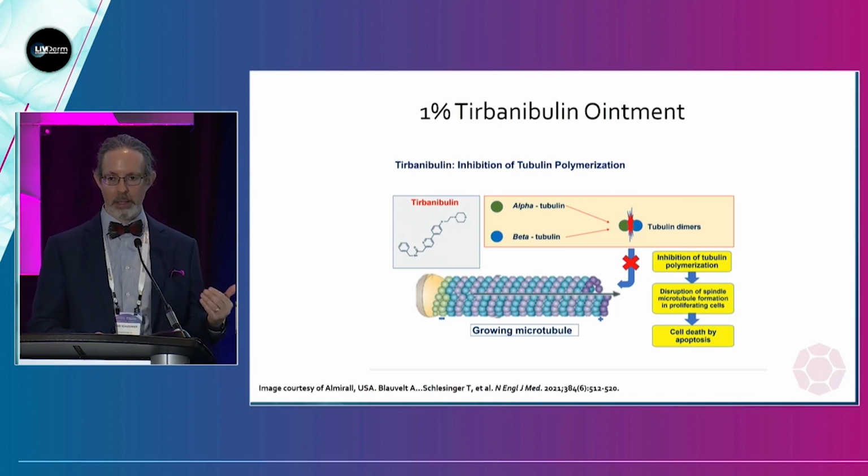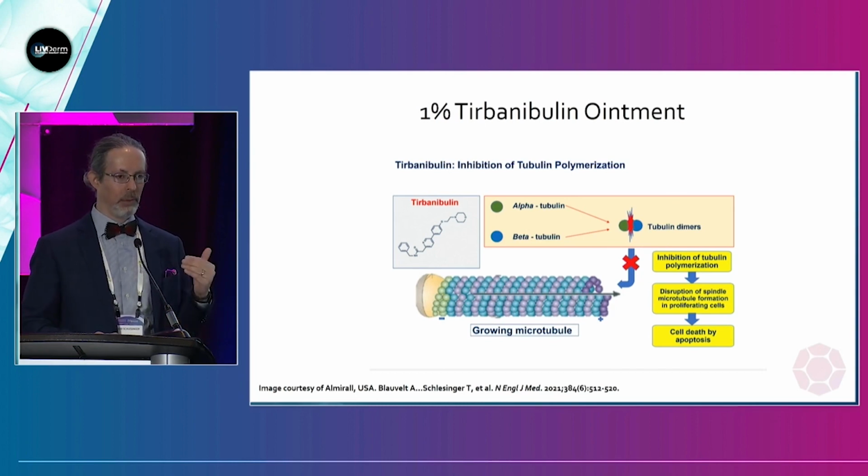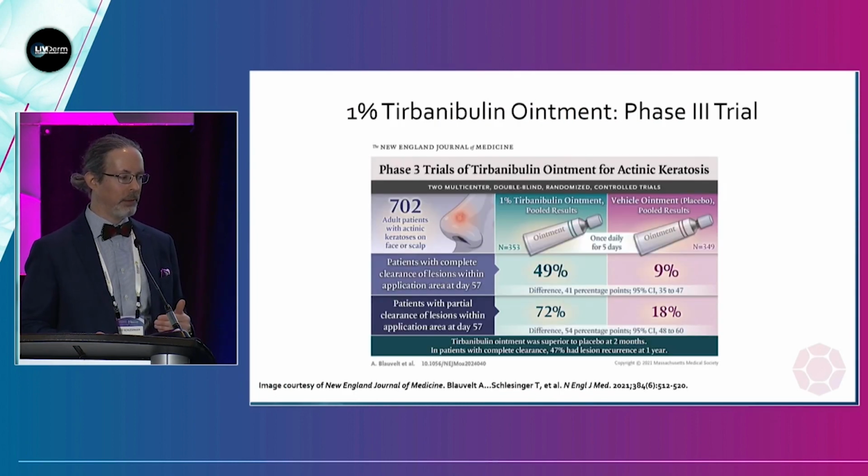It causes apoptotic cell death as opposed to necrotic cell death, which is what we see with 5-FU. So it's a very different mechanism causing a different outcome. And so you end up with a little bit less on the adverse event profile while still maintaining efficacy.